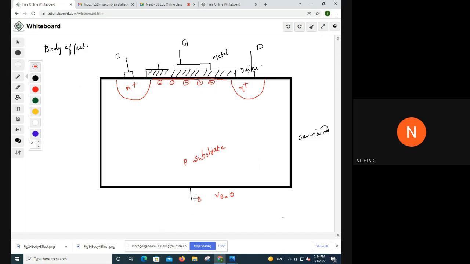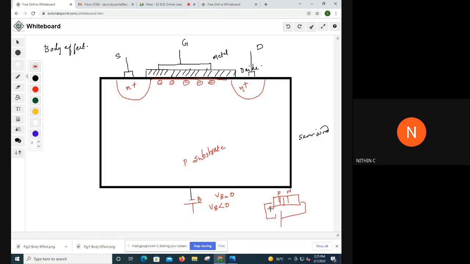So if you are applying a much more negative potential, that is a VB less than 0, what happens to the depletion layer width? If you are applying a negative potential to the P side of the PN junction, what happens to the depletion layer width? Tell me.